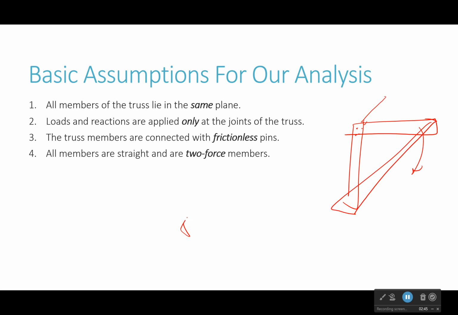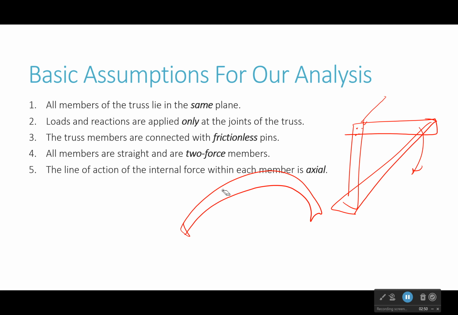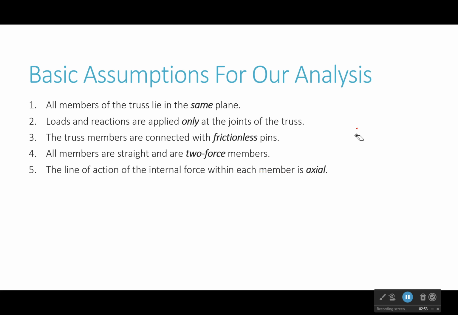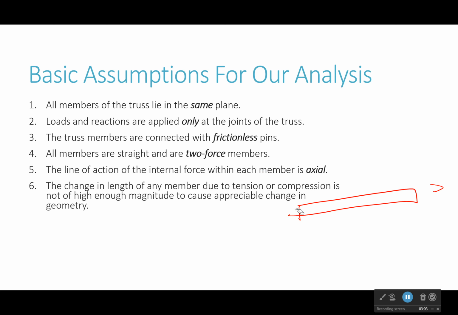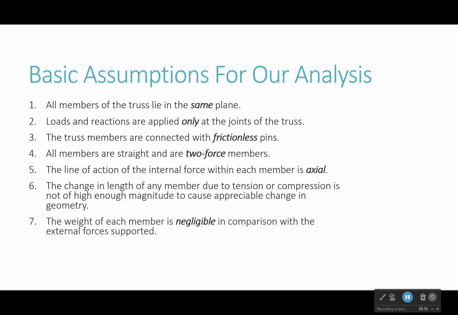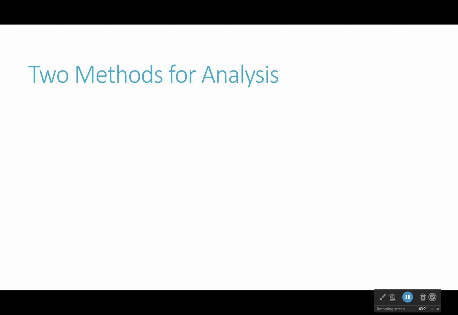All members are straight, no curvy members. And the line of action of the internal force within each member is axial. It means that it goes along the length of it. Whatever direction that member is pointing, that's the direction that the forces that go through it are pointing. The final one is that the change in length due to tension or compression is not enough to really mess up the geometry, which would also be true in most cases. These are all small members, so their weight is negligible unless I specify otherwise.